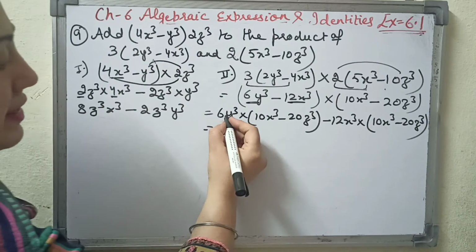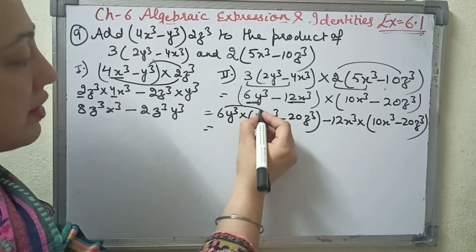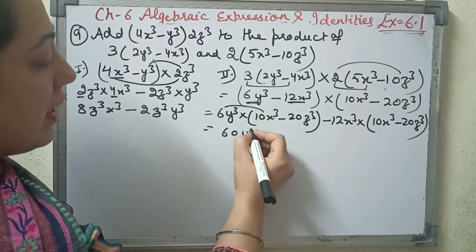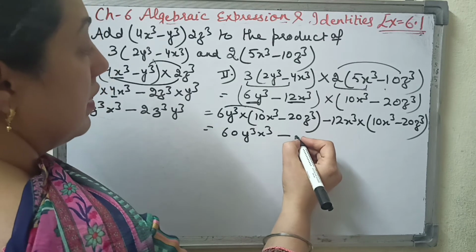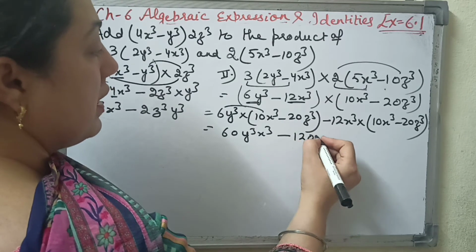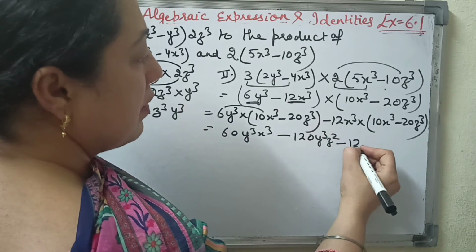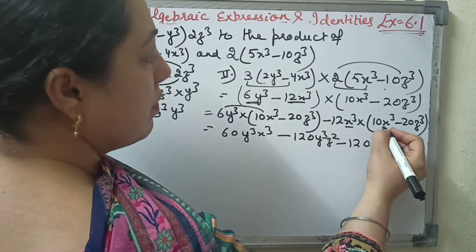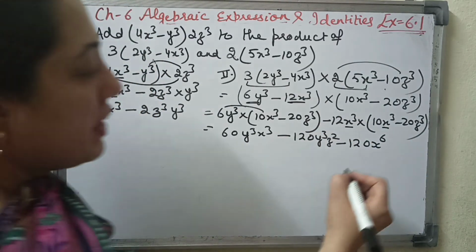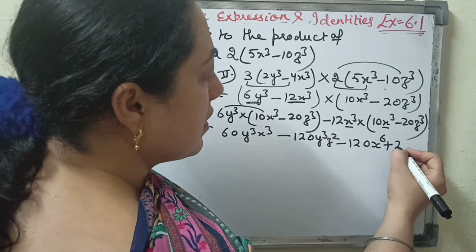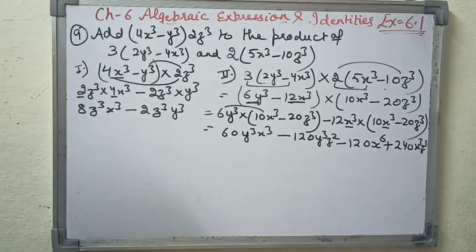Now multiply 6y cube into 10x cube. 6 10s are 60 y cube x cube, minus 6 20s are 120 y cube z cube, minus 12 tens are minus 120, x cube into x cube is x raised to power 6. Minus minus is plus, 12 20s are 240 x cube z cube.